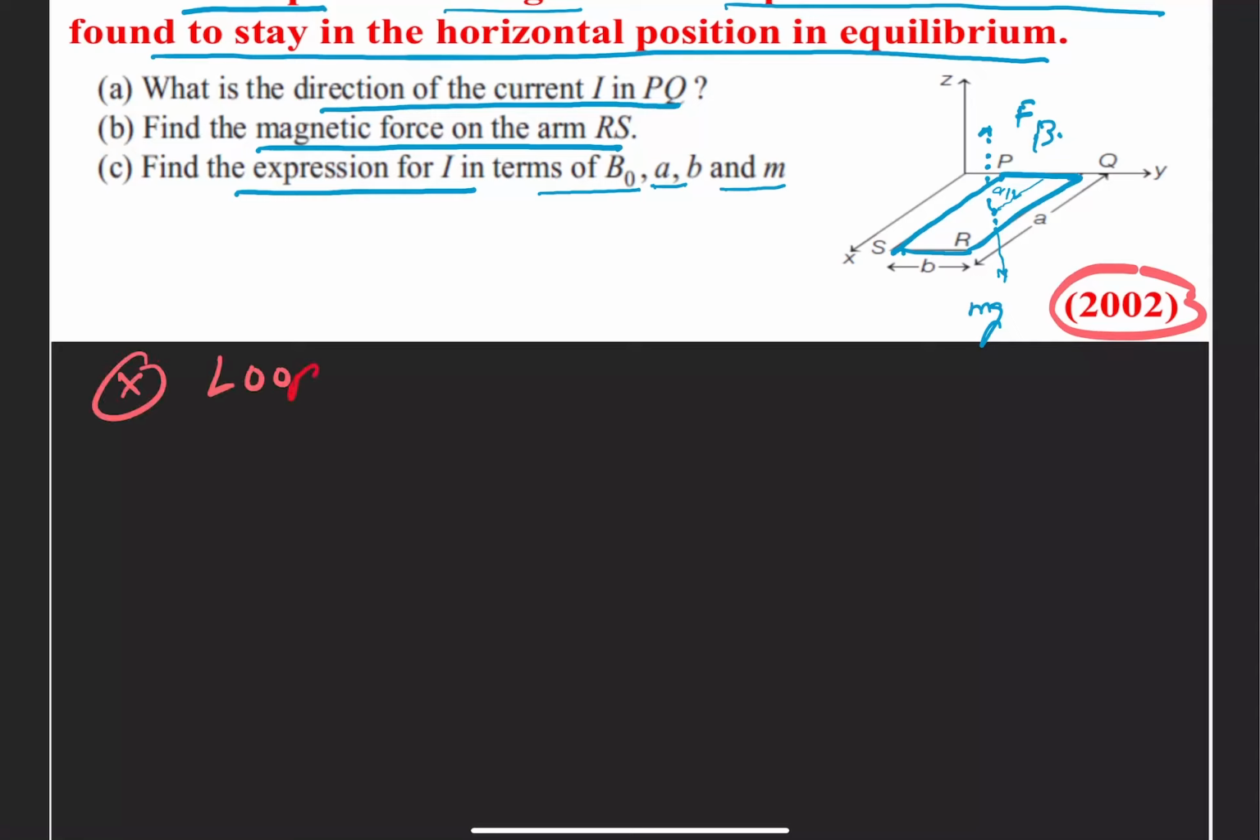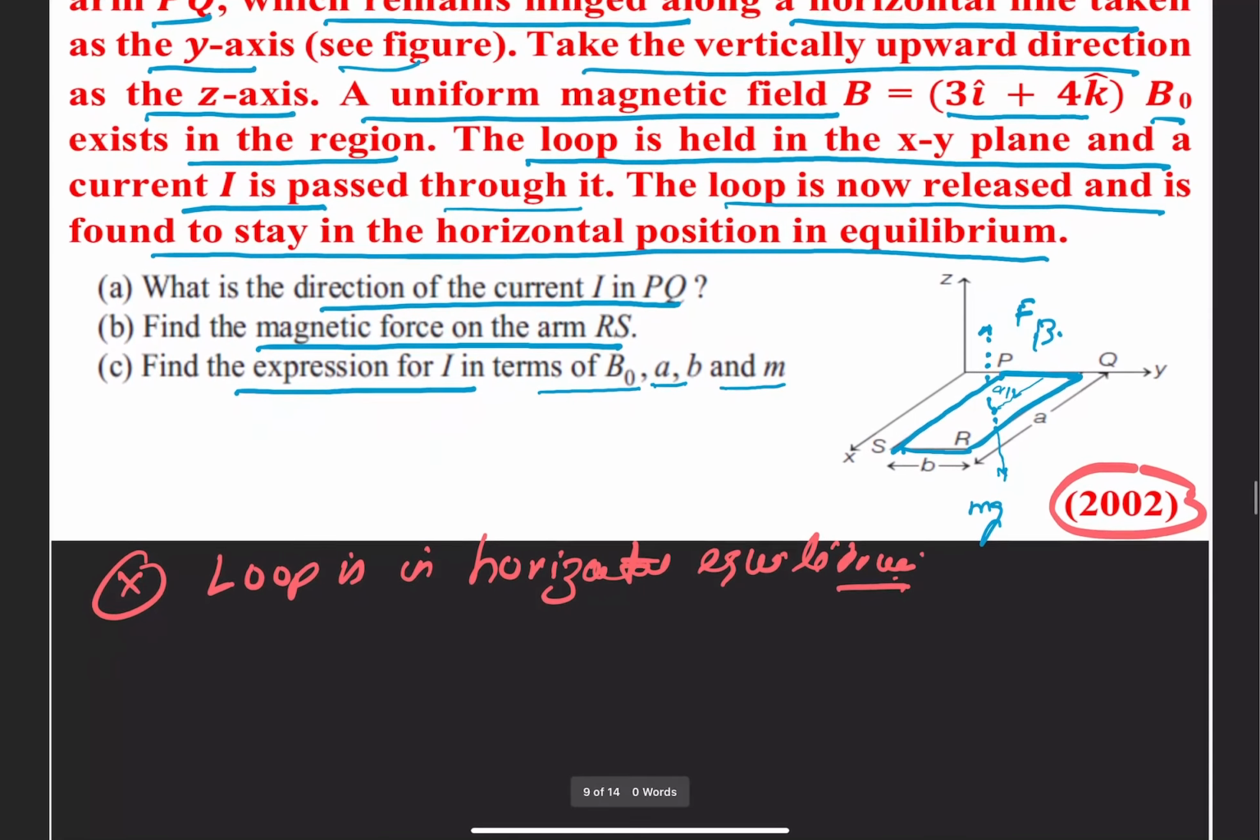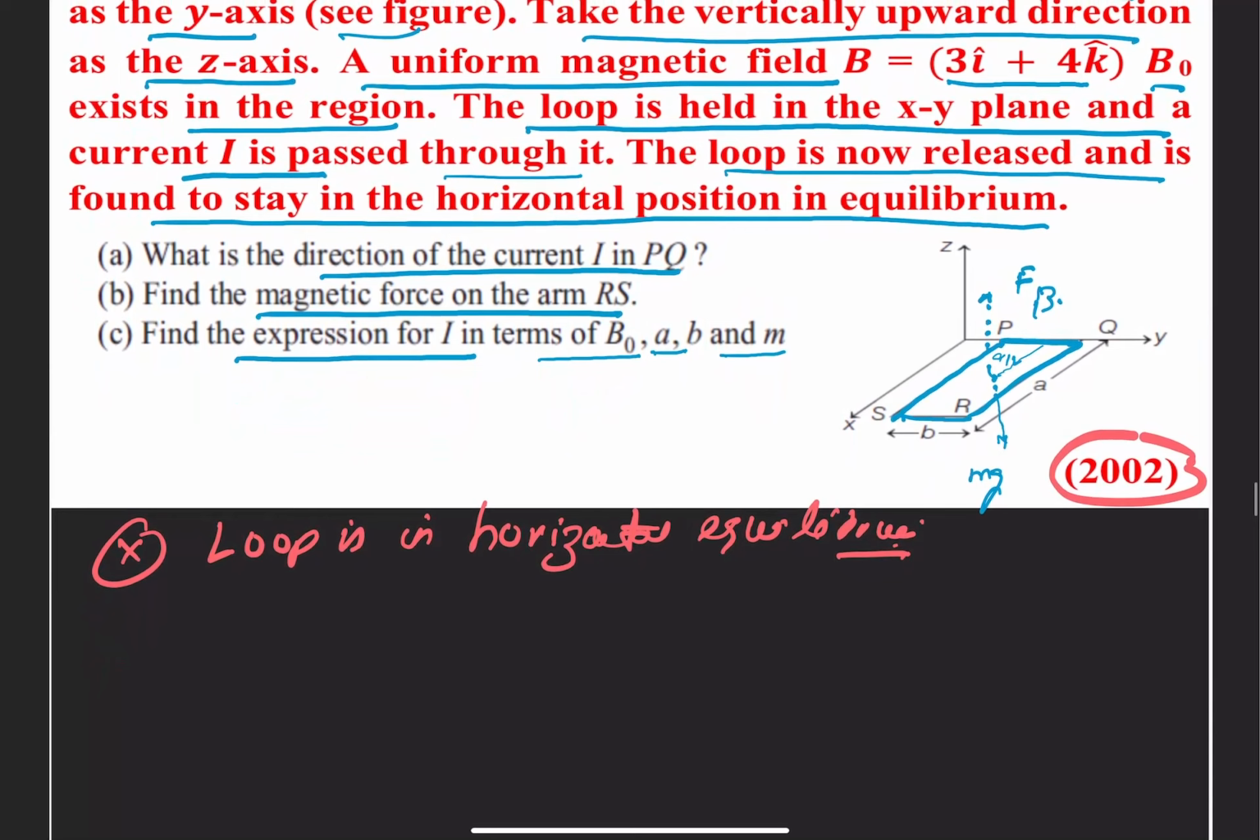Loop is in horizontal equilibrium. And the magnetic field is also given to us, and it is given as B is equal to B naught times (3I plus 4K).